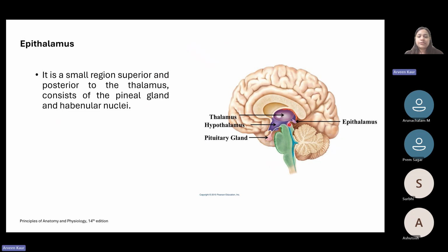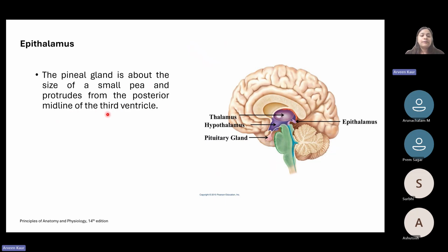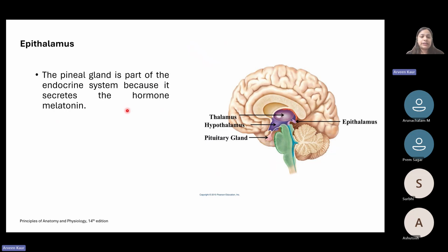Then comes epithalamus over here, if you see. It is a small region superior and posterior to the thalamus and consists of the pineal gland and habenular nuclei, right? So the pineal gland is about the size of a small pea and protrudes from the posterior midline of the third ventricle. It is a part of the epithalamus only, right?